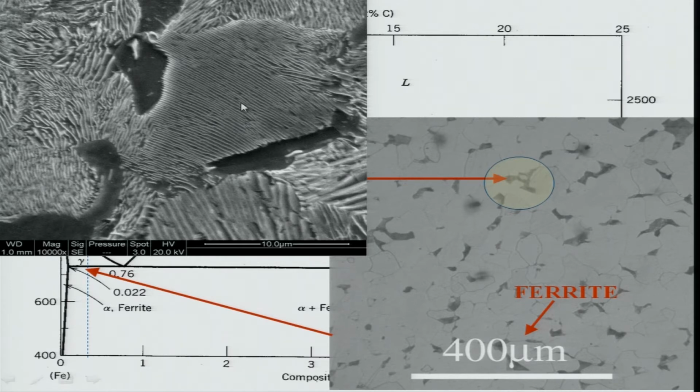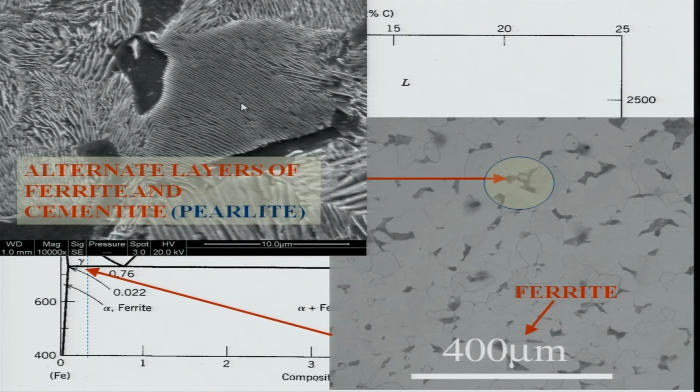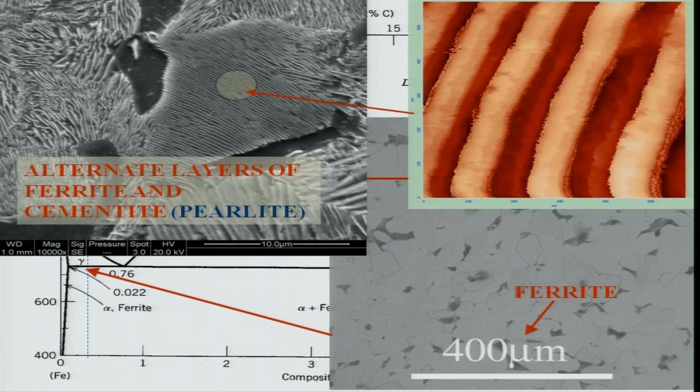To see these layers even more clearly, one can further zoom in and look at it under an atomic force microscope, and you can see these layers very clearly. And just to put things in perspective regarding the dimensions, this length is of the order of 500 nanometers. So, you can see that the thickness of each of these layers is of the order of less than 100 nanometers.